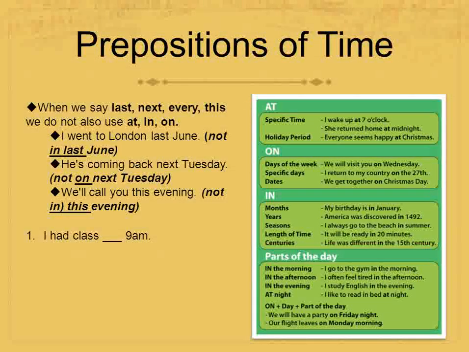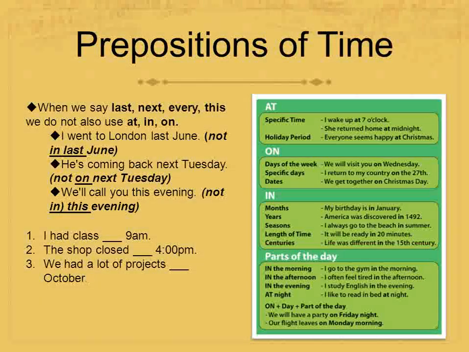Okay, so let's try a couple. I had class 9 a.m. Hopefully you are thinking at. That would be the correct answer. I had class at 9 a.m. Number 2, the shop closed 4 p.m. All right, this is a time again, so if you're thinking at, you are correct. We had a lot of projects October. So October is a month, and therefore the correct answer would be in October.